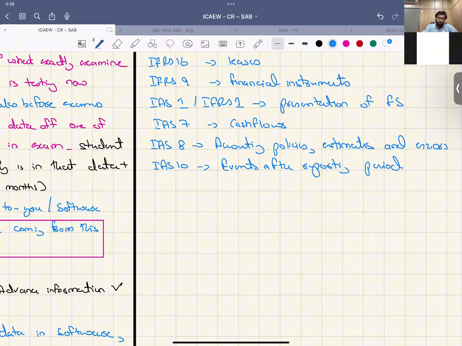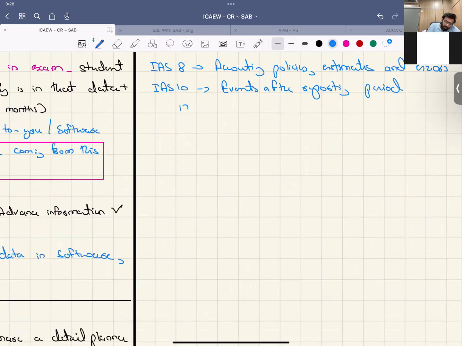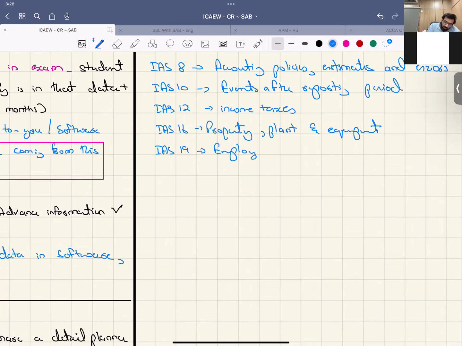Then IAS 12. Income taxes. And it's 16. That's my favorite one. A lot of students say that this is the one that includes depreciation. And I say you should be taking the name, guys. Property, plant, and equipment. Right? So IAS 12, IAS 16. Then we have IAS 19. It's employee benefits.